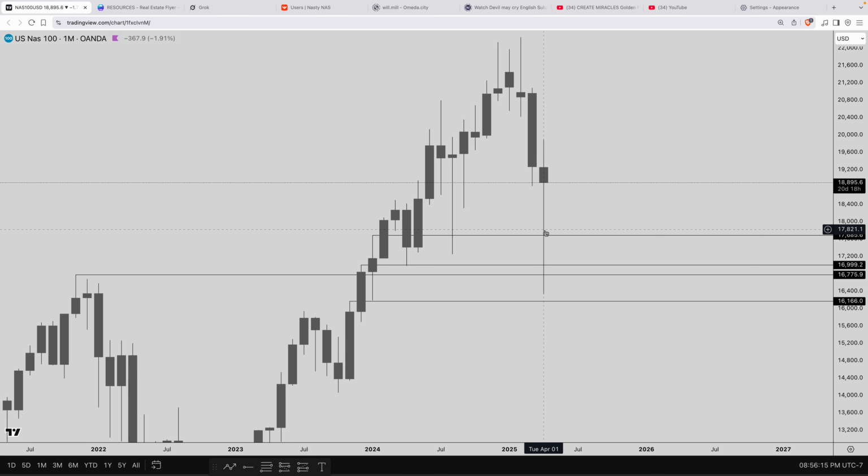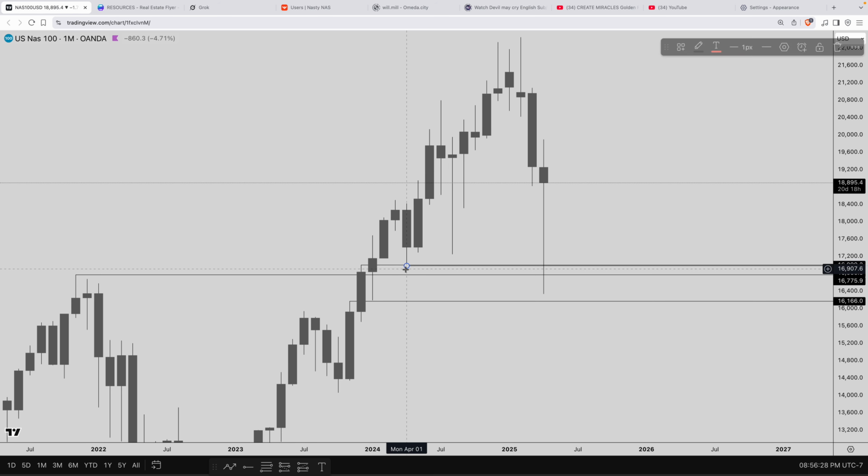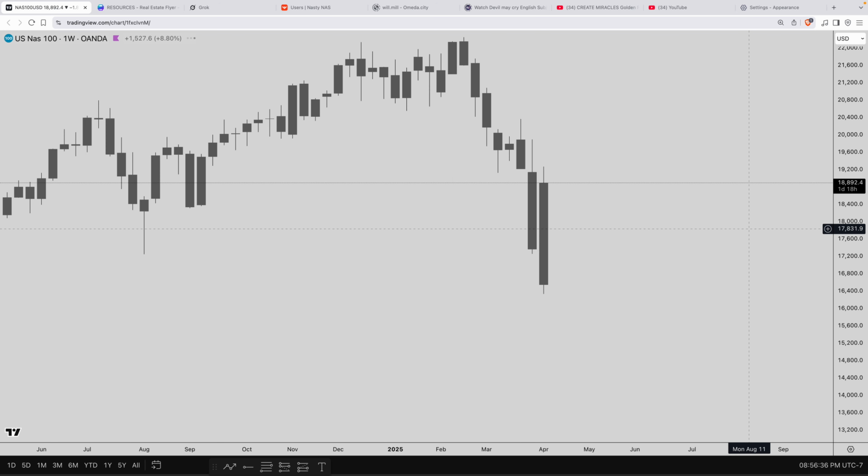And then recently, we came even deeper. We came deeper, we came to even sweep liquidity at these lows. We swept this liquidity as well. Didn't sweep this though, right? But we came pretty deep. So let's go down to the weekly.